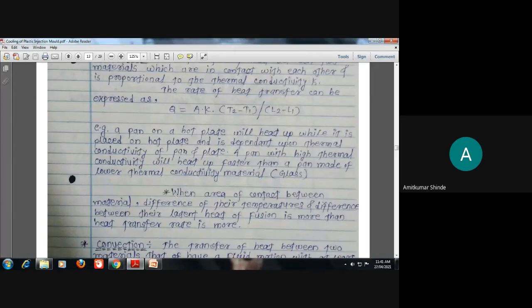One simple example is mentioned here. Suppose one hot plate is there and one pan is placed on that hot plate, then heat will get transferred from that plate to the pan. Now this heat transfer rate will depend on the thermal conductivity of the pan and the thermal conductivity of the plate. When the thermal conductivity is more, then what will happen here? The transfer rate will be more. This is the effect of this K.